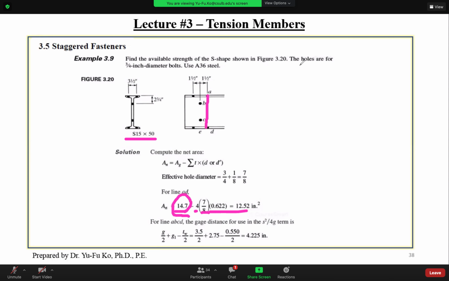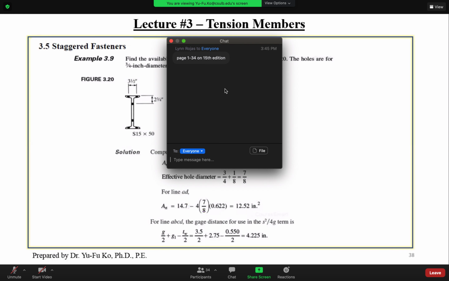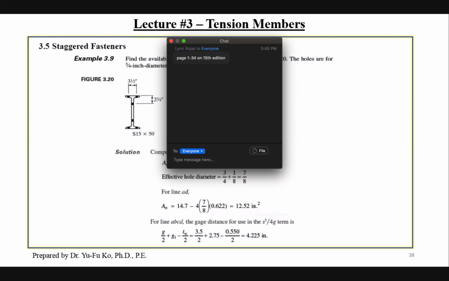Now, let's look at the other failure path, AB, CD. For AB, CD, remember the gauge distance between A and B; you need to follow the formula. I just give it to you. For the gauge distance G, you need to use this formula: half G plus G1 minus TW over 2. And therefore you got this number.